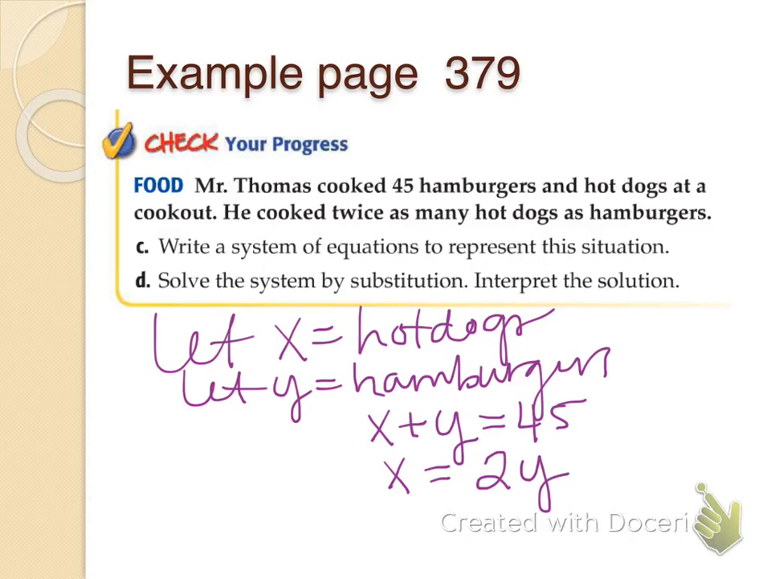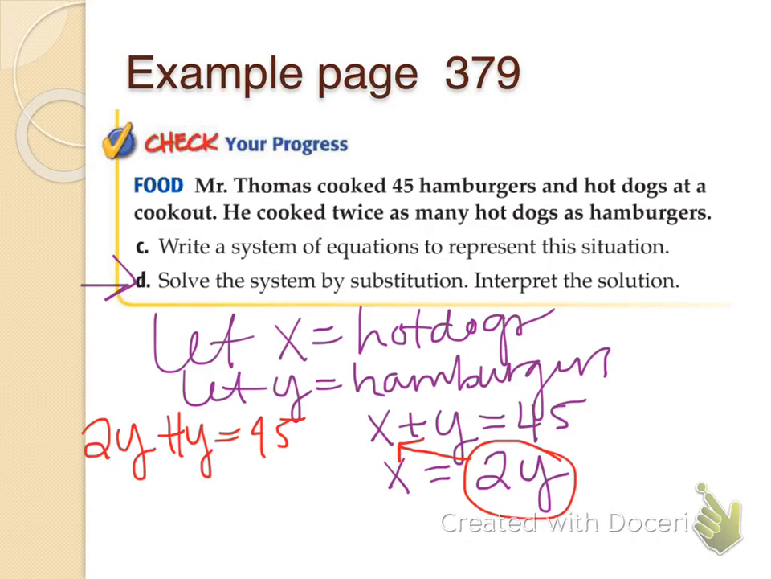Okay, our part D says solve by substitution. So now I know that x equals 2y, so I'm going to take that 2y and I'm going to put it in the place of x. So 2y plus y equals 45.